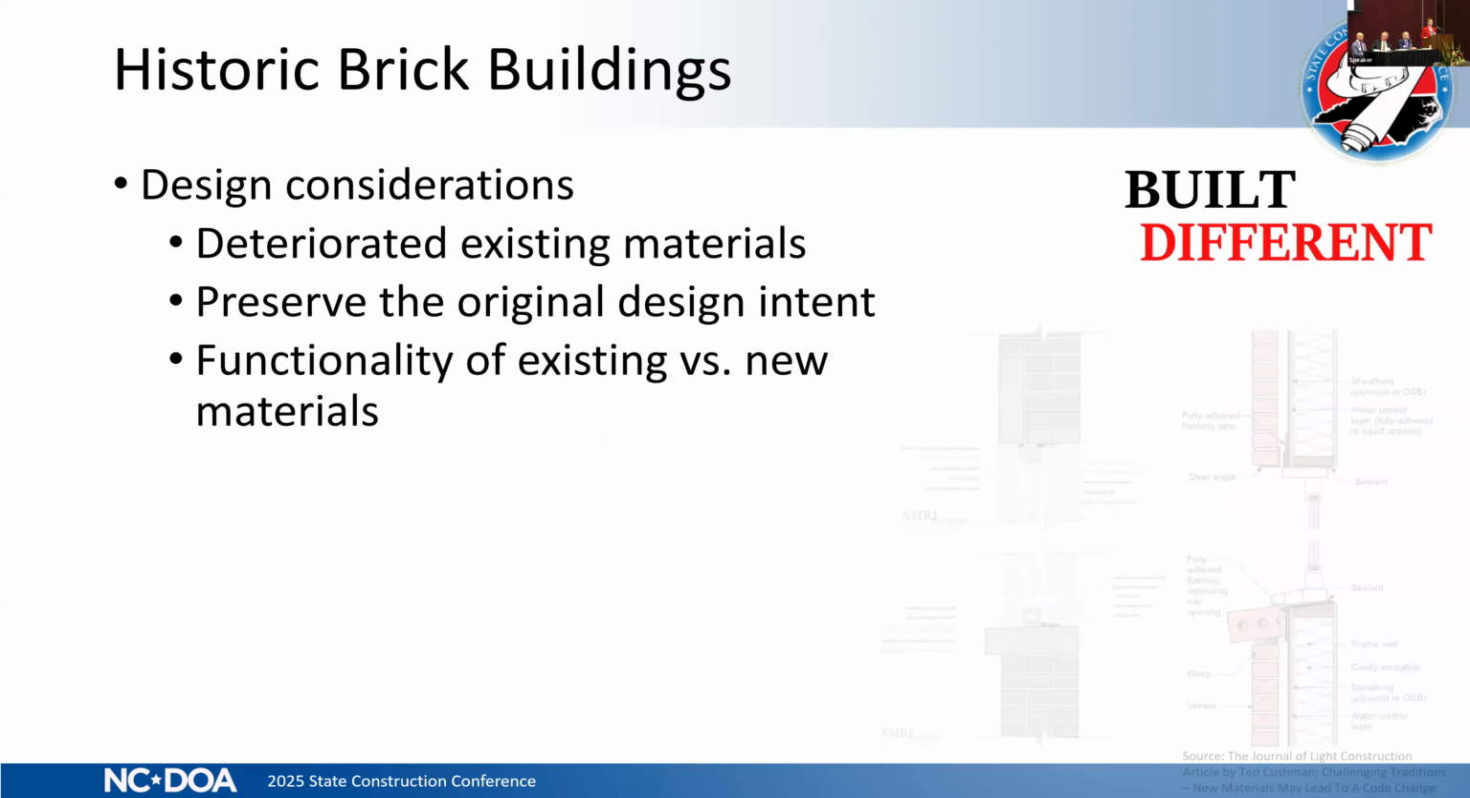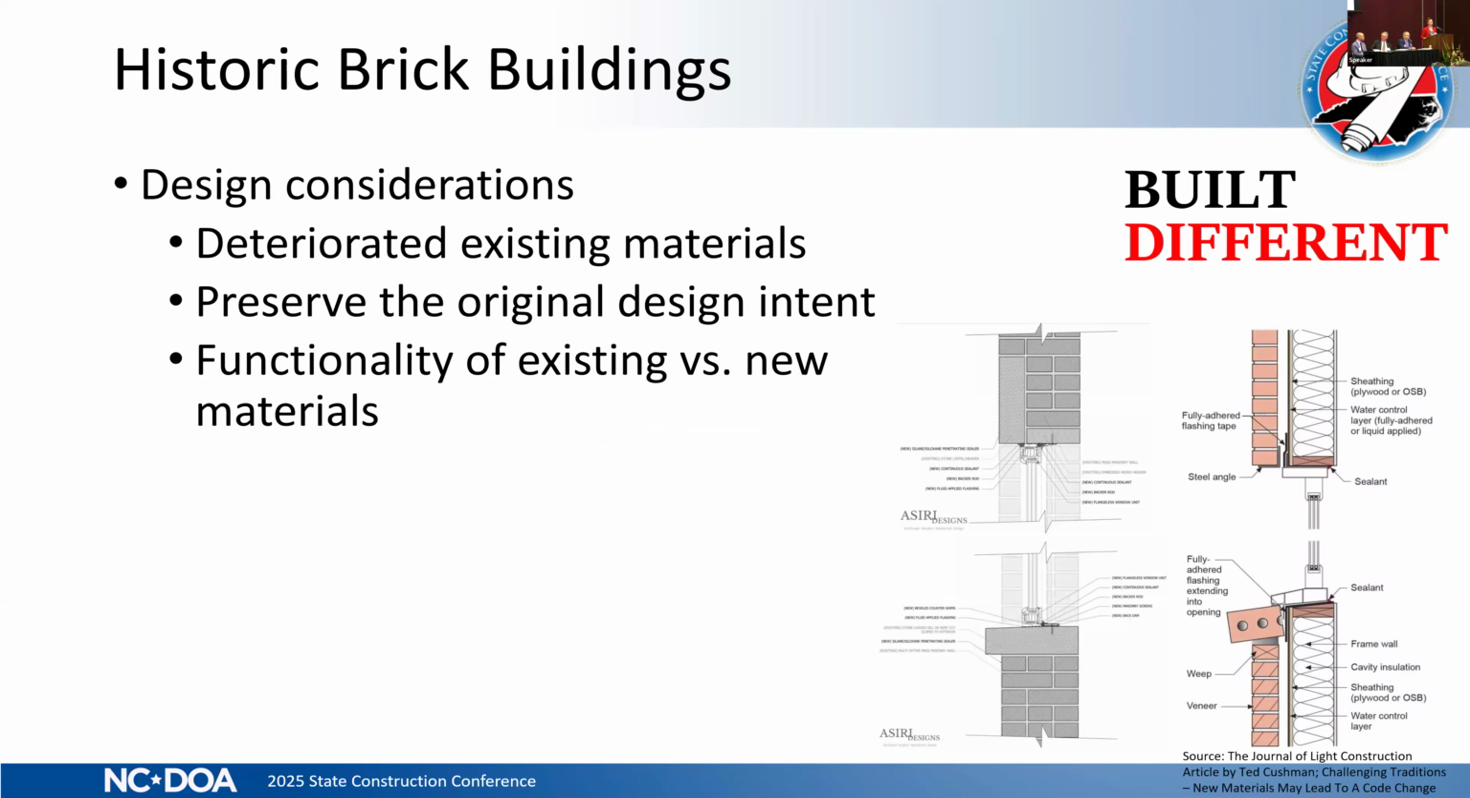So as you are completing the design phase for any exterior renovation or replacement projects on any North Carolina historic brick building, please remember that historic brick buildings are built different. Keep these items under consideration. Assume that the materials in the exterior walls are deteriorated beyond repair or reuse. How are you going to preserve the original design intentions of the exterior wall construction? How are you going to maintain the functionality of the existing materials and continue that for any new materials?